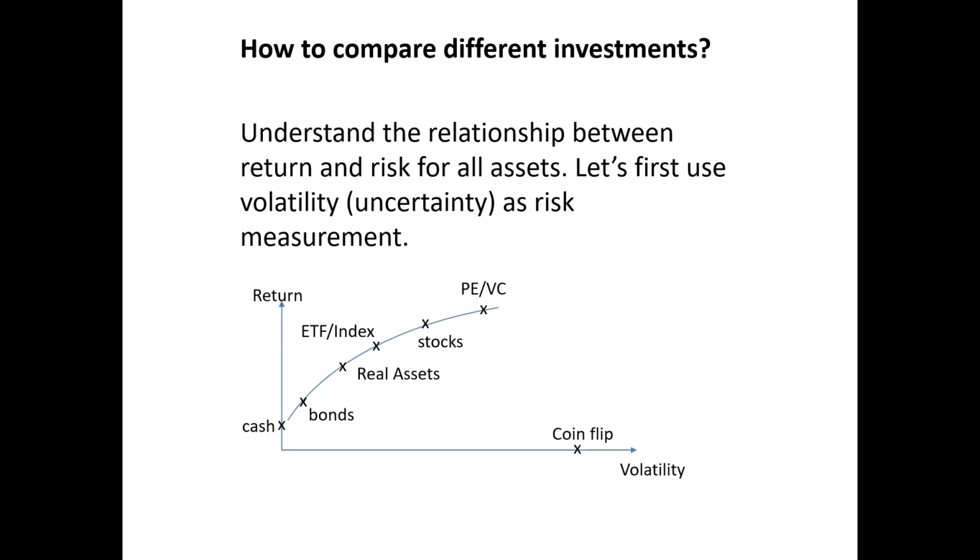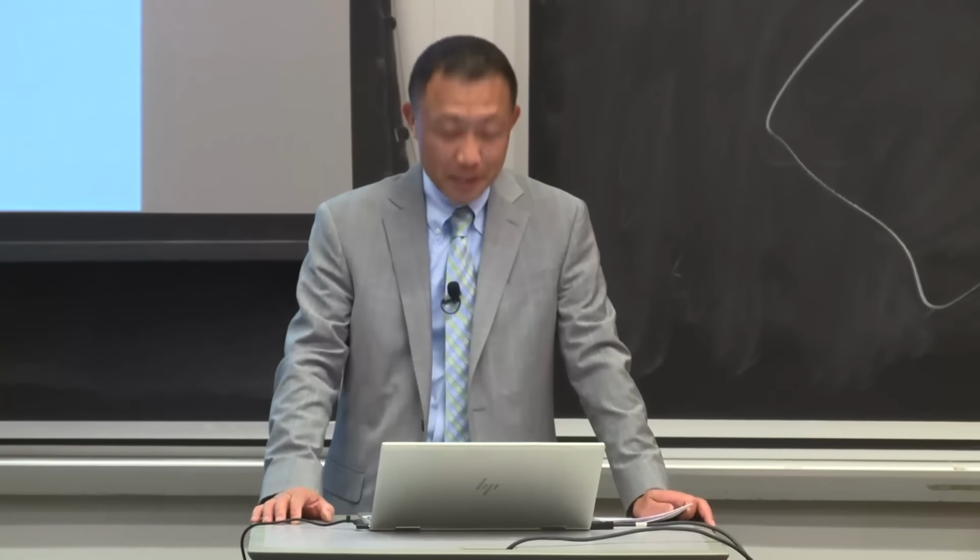So now you can see what we really come down to is how to compare different investments. To understand the relationship between different investments is to understand the return and the risk profiles of all the investments. So what is risk? In this chart, I'm using volatility for the time being, which represents uncertainty of the outcome. Later on, I will come back and tell you volatility is not really the best measure for risk. But let's save that for later.